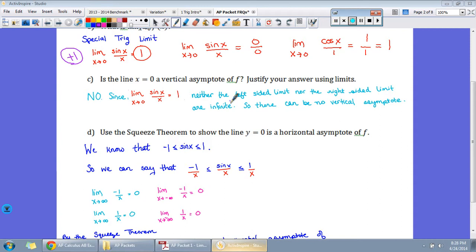Part C, you get 1 point for saying no, 1 point for mentioning an infinite limit, and 1 point for needing an infinite limit. There can't be any vertical asymptotes without an infinite limit.